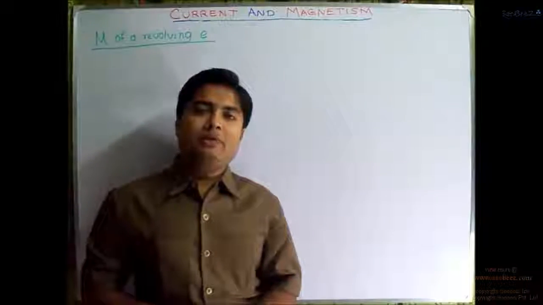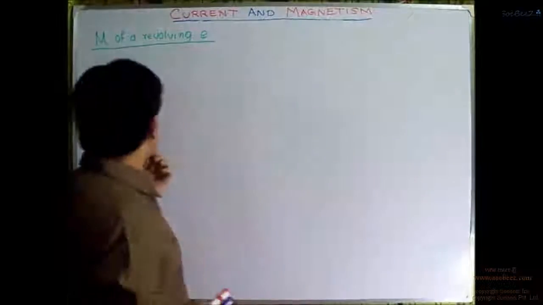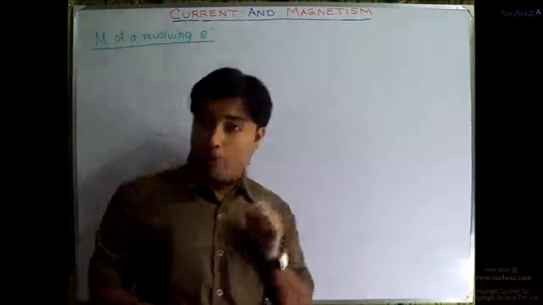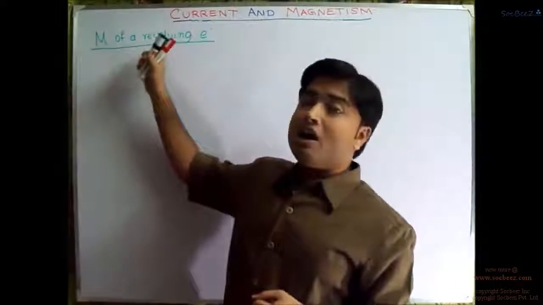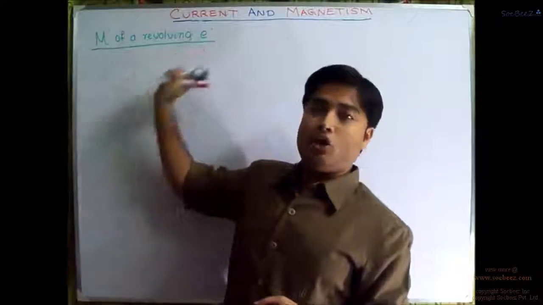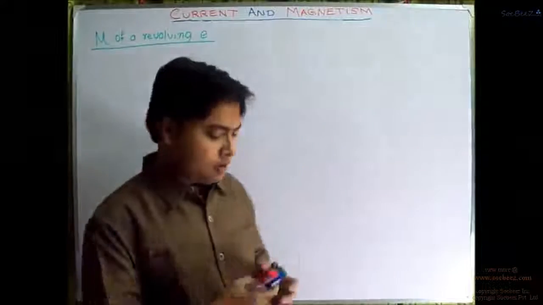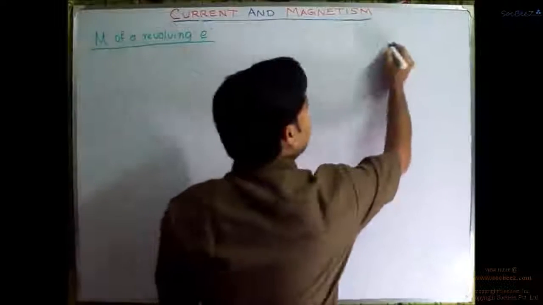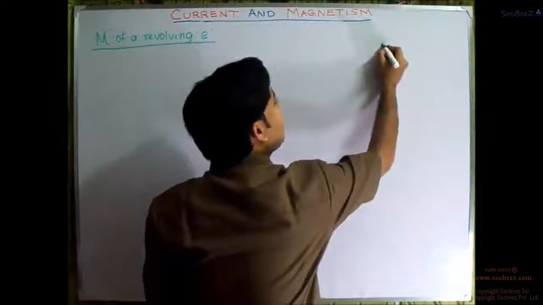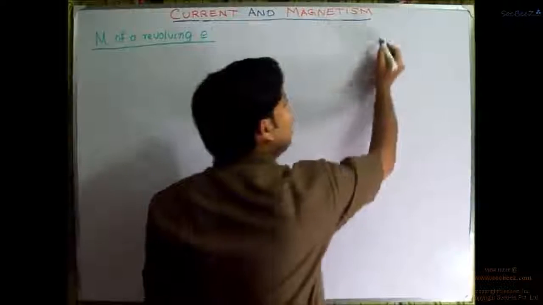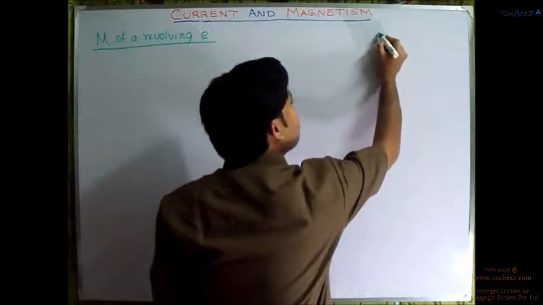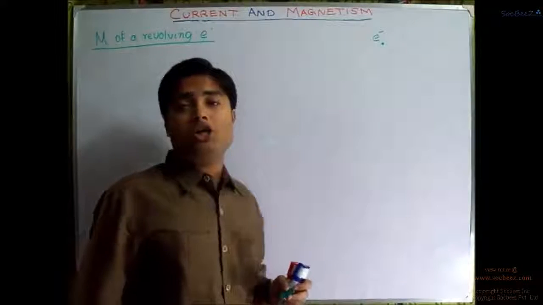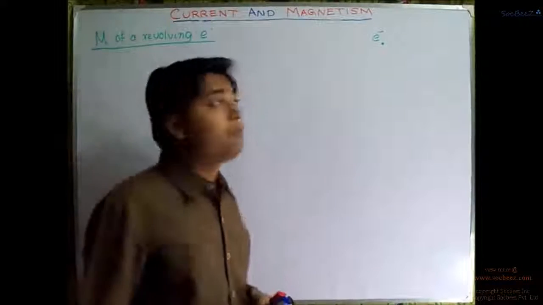Hello and welcome to today's physics lecture, wherein we shall be discussing the magnetic dipole moment, M, of a revolving electron. For example, we take that over here, this is the electron and the charge of the electron is say E minus. As we know that the charge of an electron is always negative.